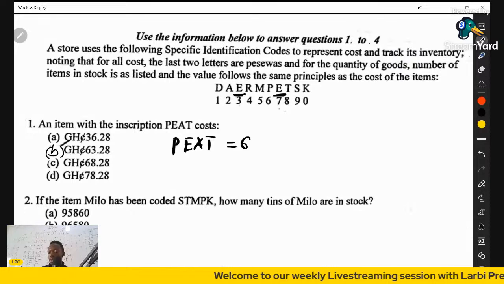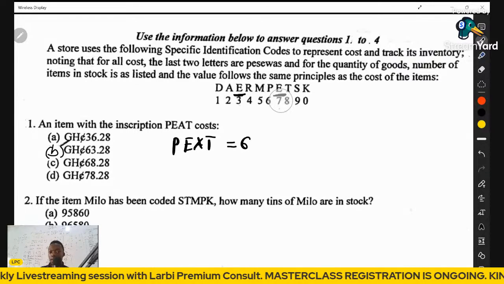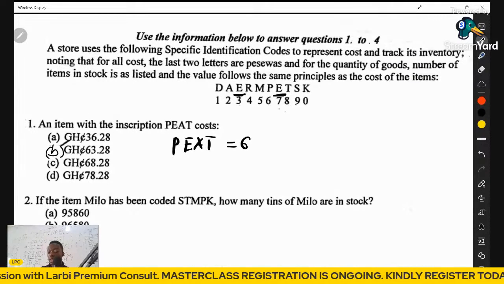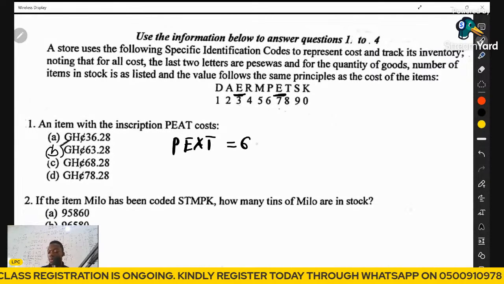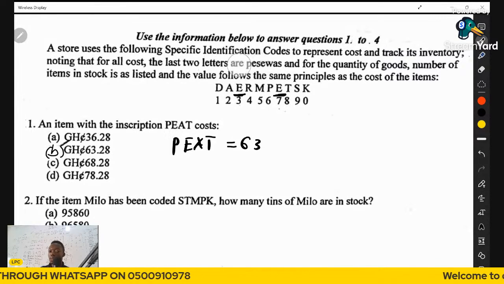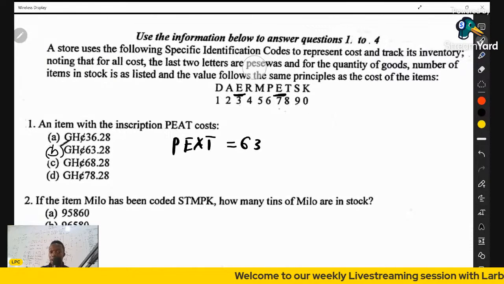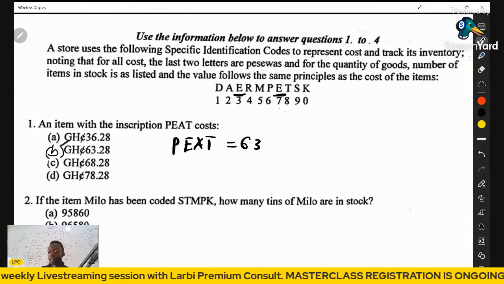Okay, then we come to E. As I said, we have two E's. We have E with number 3, and we also have E with number 7. So we consider the two E's in this case. So we have P, which is 6, and then we consider the first E, which is 3. We realize that we said for cost, the last two letters represent pesos, so we need to be guided by the last two letters of the item under consideration. So we have P as 6 and E as 3, the first E.